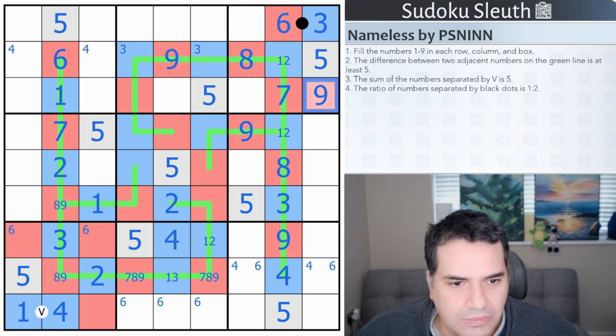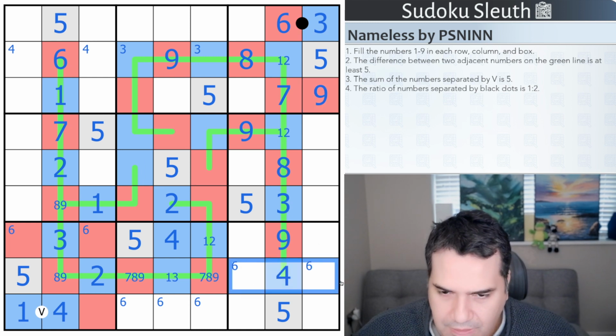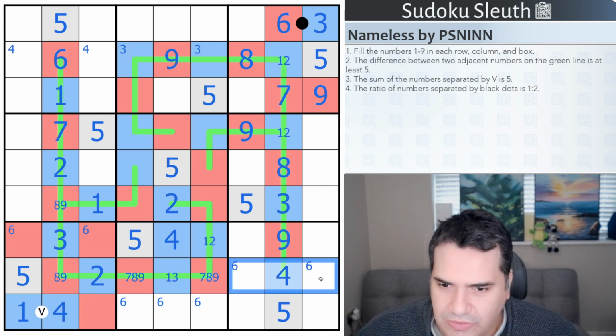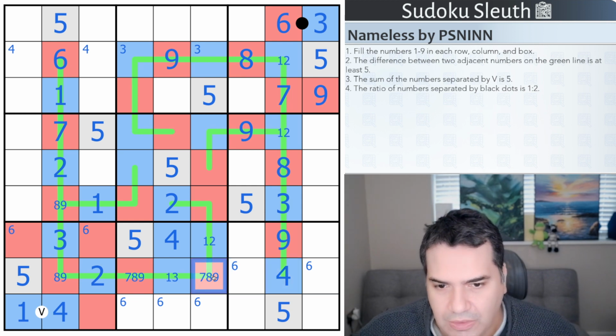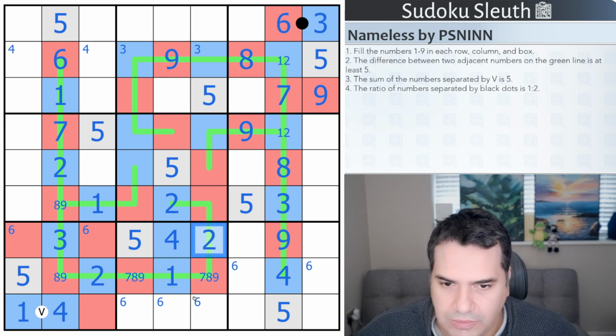Wow. This is 1-star difficulty, but I don't know if I'm just making it seem way harder than it really is. Always a possibility. One of these is a 7, making this not a 3. That's a 1. That's a 2. Either still can be a 7. Interesting.